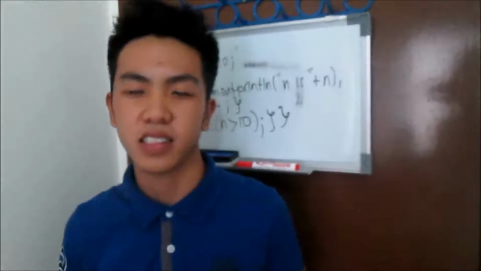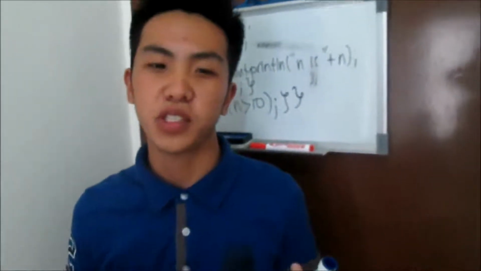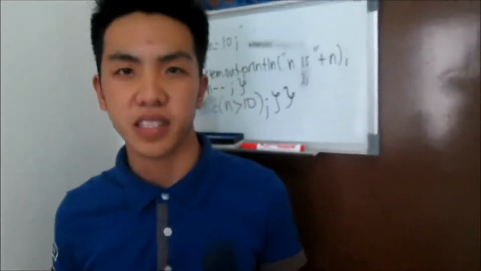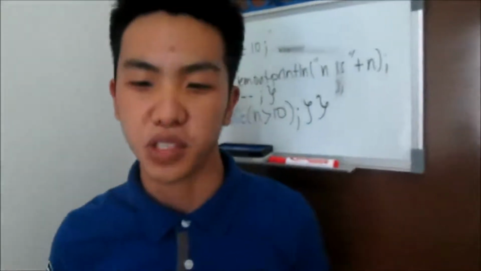So that's it. Remember, there are 3 different types of repetition. Remember that for and while loops are pretest, and then the do while is a post-test repetition structure. Remember that.